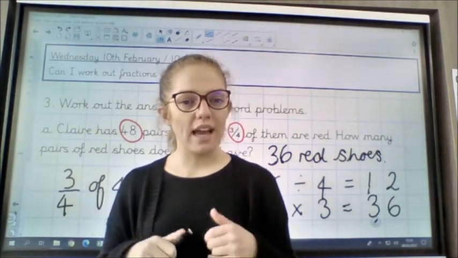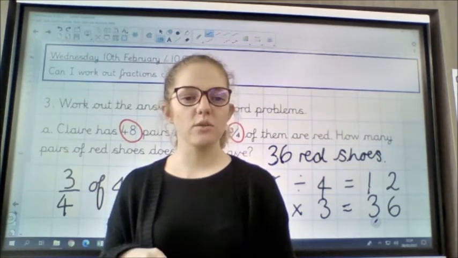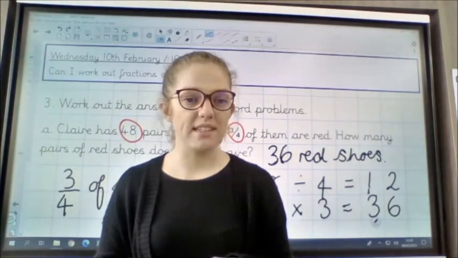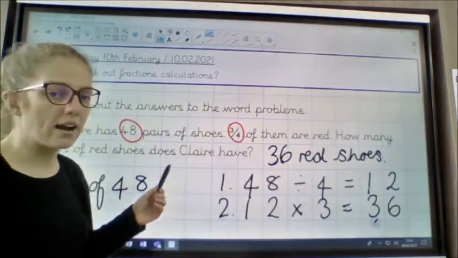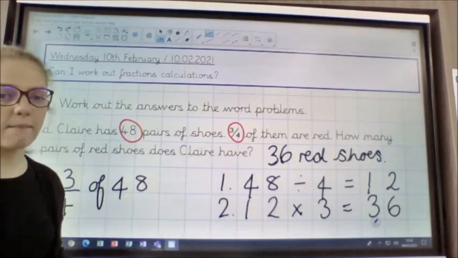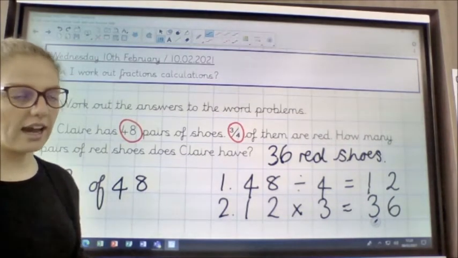So try your best with that one. It is the exact same method as question 2, except it's written in a word problem instead. So I would break it down so it looks very similar to question 2, so then you can do it step by step to get your answer, okay?